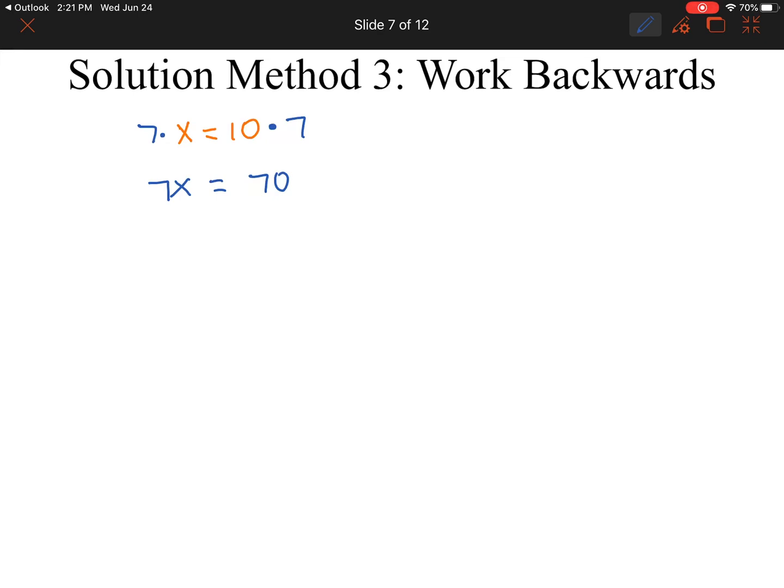So now I need either addition or subtraction. So why not just subtract something? We could subtract 20 and see what happens. We'd have 7x minus 20 equals 50. All right, and looking at this, our answer should be x equals 10 because that's how we started it.